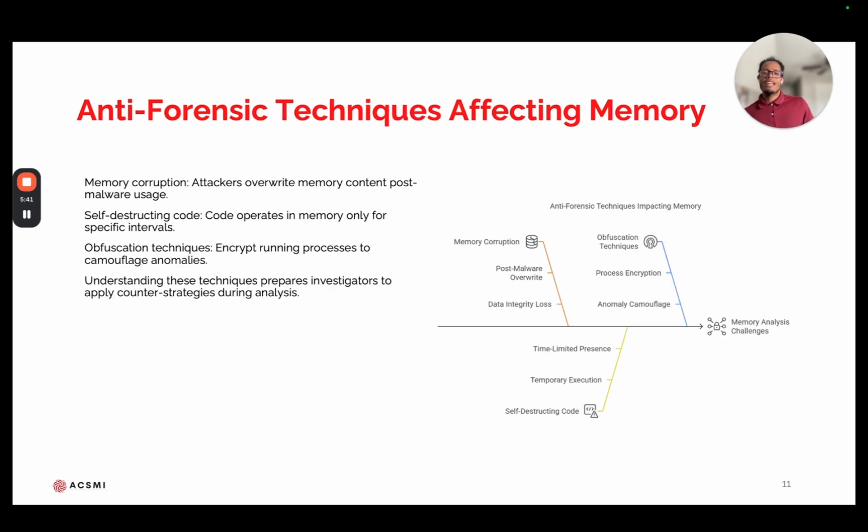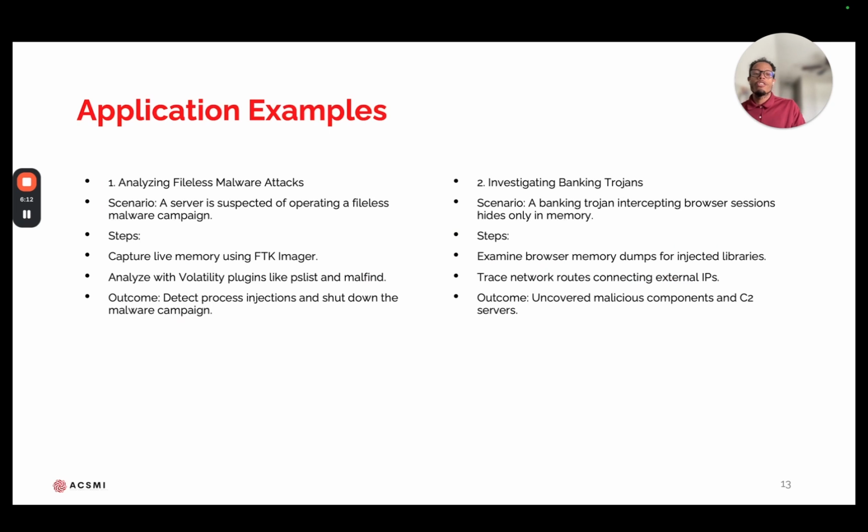Now, what are some of the anti-forensic techniques that affect memory? Well, memory corruption. An attacker can overwrite a portion of memory, and that's essentially what happens in buffer overflow attacks. But you can have self-destructing code. You can have obfuscation techniques as well. You can encrypt the running processes so that it doesn't look malicious or suspicious, because you can't technically see it. So understanding that there are techniques put into place to thwart some of the forensic techniques, they're there, but as long as we know about it, it's better for us.